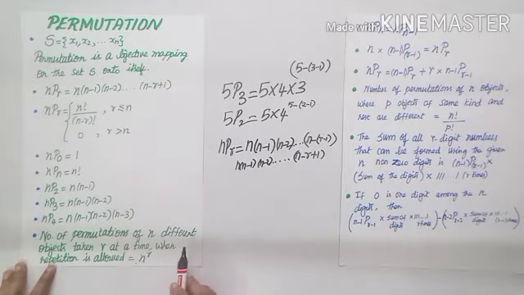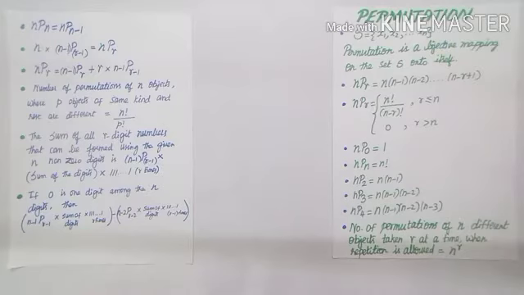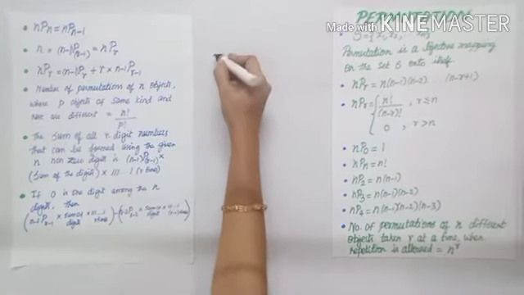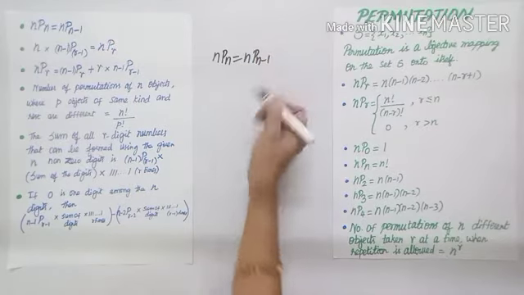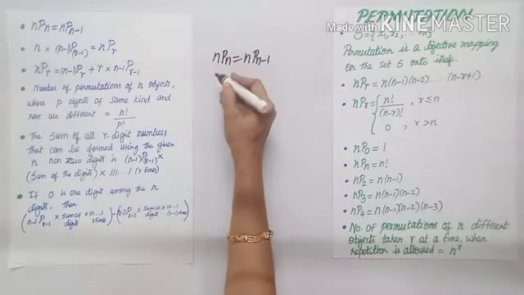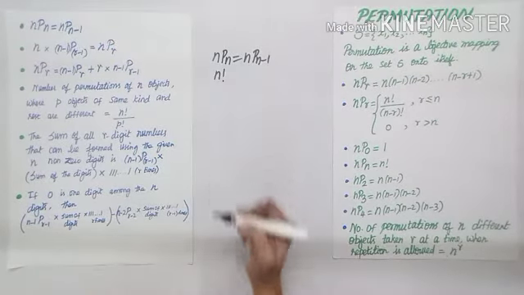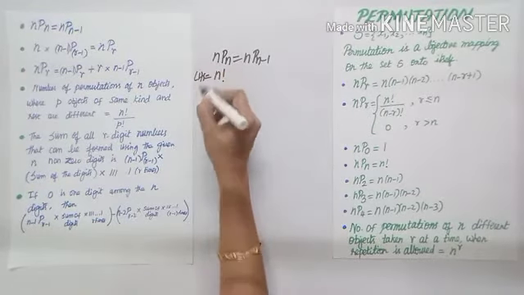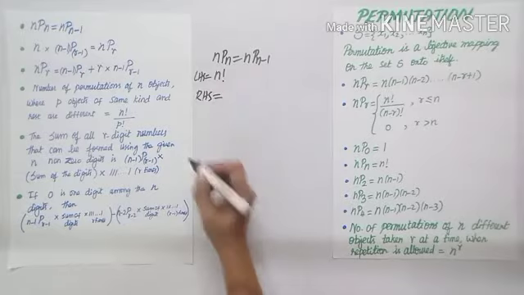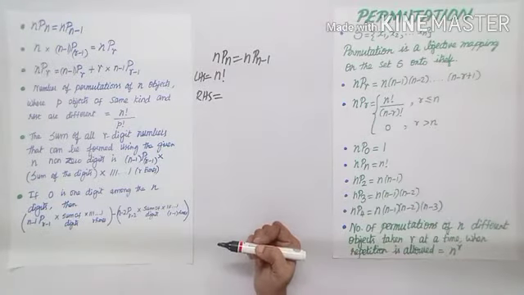Number of permutations when repetition is allowed, we had n power r. The next formula: nPn and nP(n minus 1) are equal. What is nPn actually? It is n factorial. So LHS is n factorial. What about RHS? Use this formula.